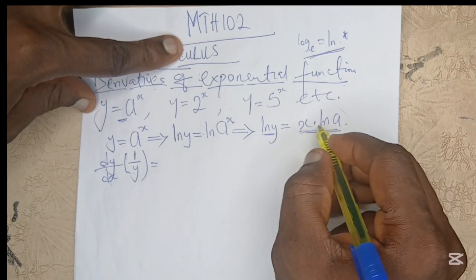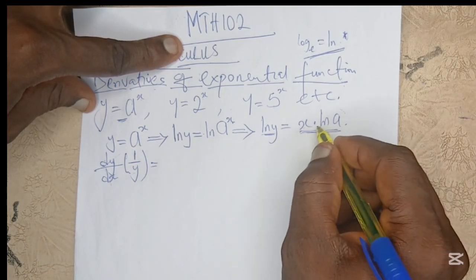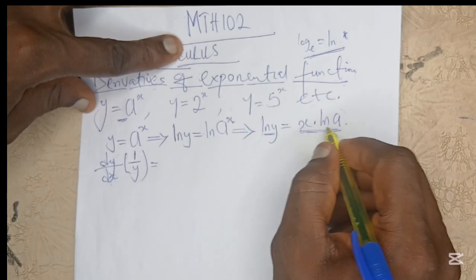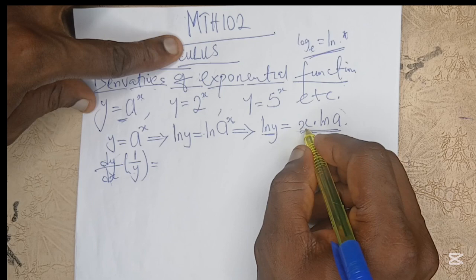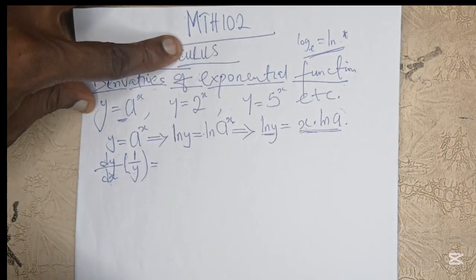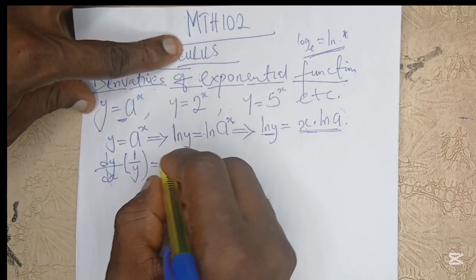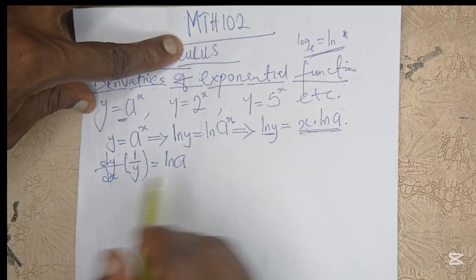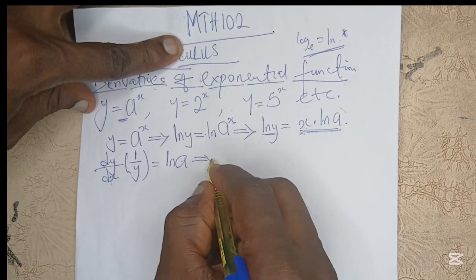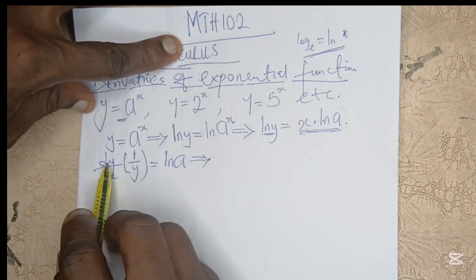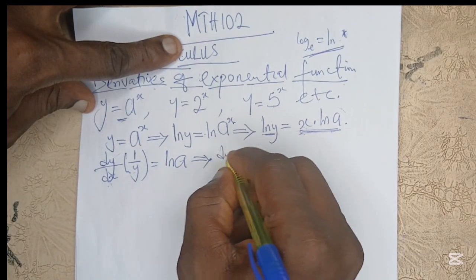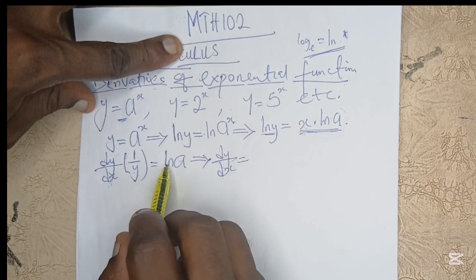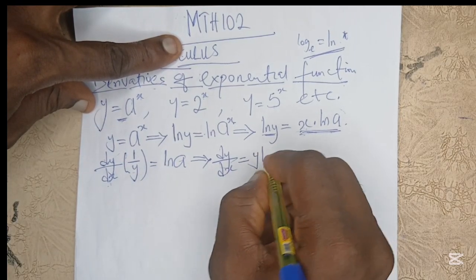You come over here, differentiating x times ln a means you are differentiating x, keeping this constant. So if you differentiate x, you get 1. Okay? So 1 times ln a, you have ln a. So I'm done differentiating this. Our result is going to show that, making dy/dx the subject of the formula, that's what we're looking for, is equal to, cross and multiply, y times ln a, you have y ln a.